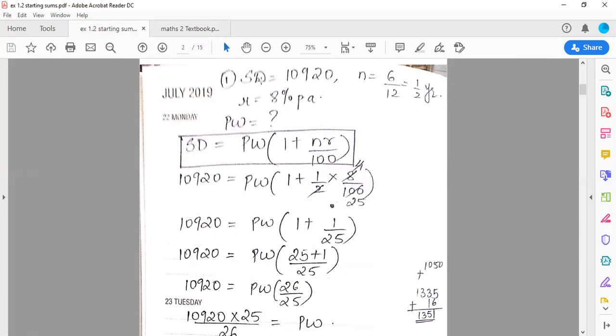Pay attention. Sum due 10,920 दिया हुआ है. N is equal to 6 upon 12. So how I converted, which is 1 upon 2 years. R is equal to 8%. PW is equal to question mark. So I taught you all three formulas. अब मेरे पास sum due है और मेरे को PW ढूंढना है. So I'll use the formula SD is equal to PW bracket open 1 plus NR upon 100. And whenever you write the formula, students, pay attention, always put it in a box, highlight the formulas.